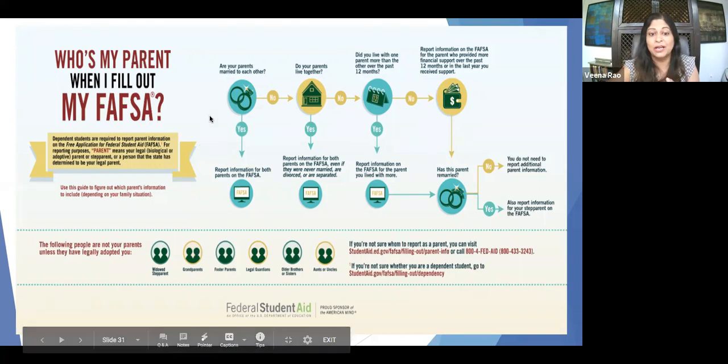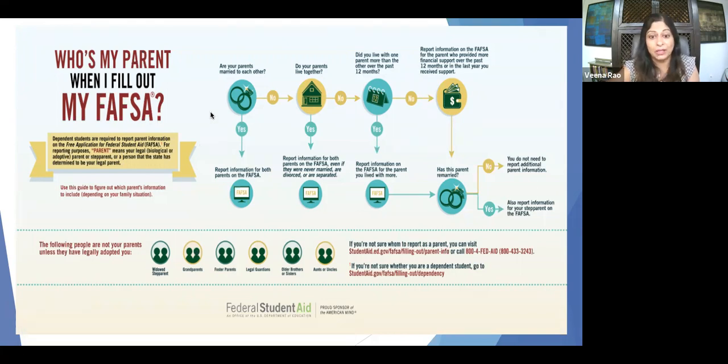So if you're married, then the information of both parents comes into the FAFSA. It has to be reported. Even if you're not married, but you're living together, both parents' information has to come in. If you are divorced, they're asking the student to put in the information about the parent they spend the most amount of time with over the last 12 months.